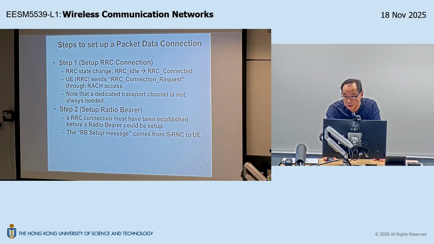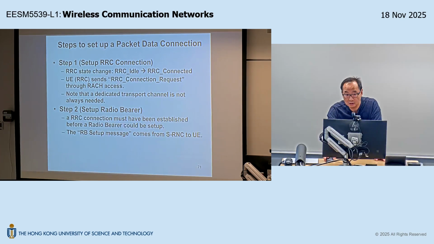Last time we said that since you have a control plane and a user plane, when you want to establish a packet switch connection in 3G, there are two steps involved. The first step is to establish a connected control plane. The control plane of the UE has to be connected to the control plane of the serving RNC. In particular, the RLC layer needs to be connected in both peers. That's the first step.